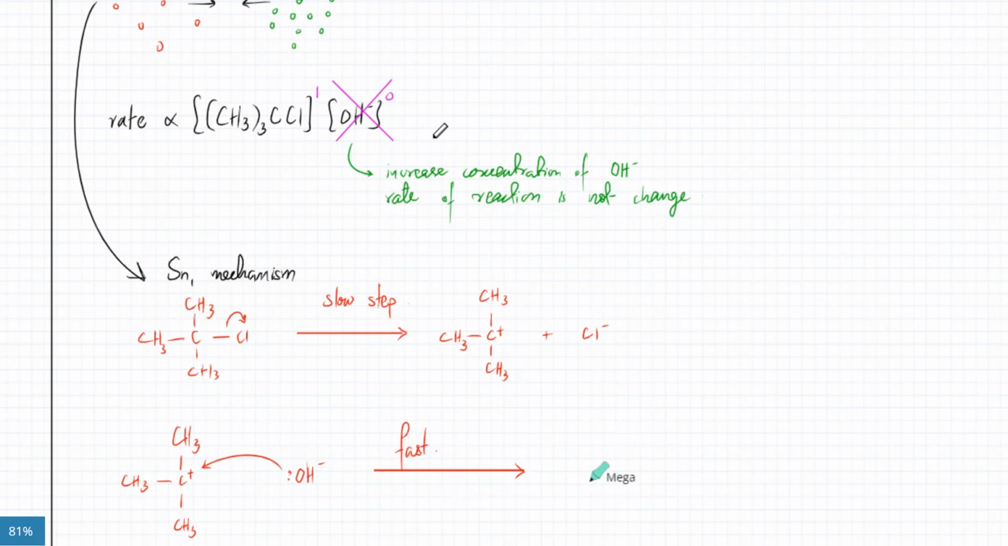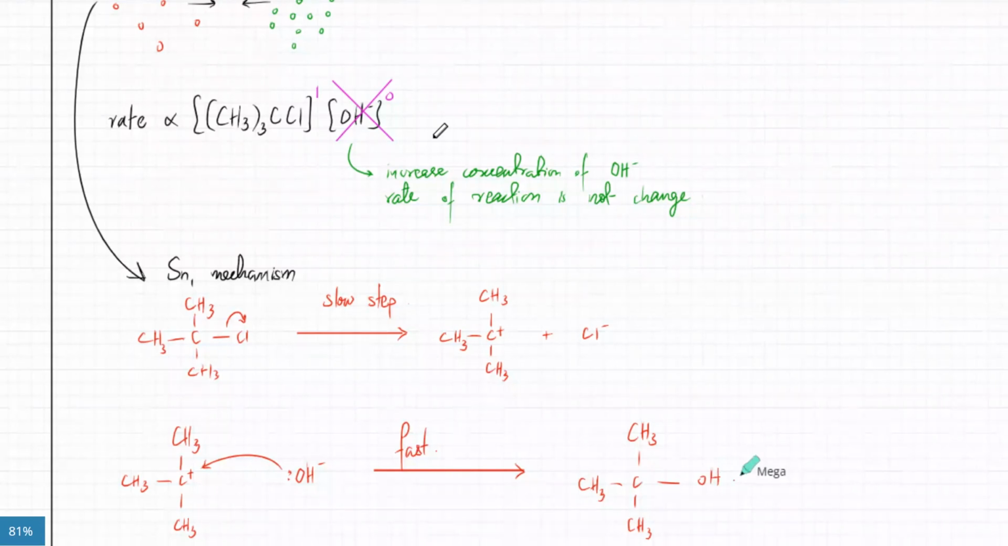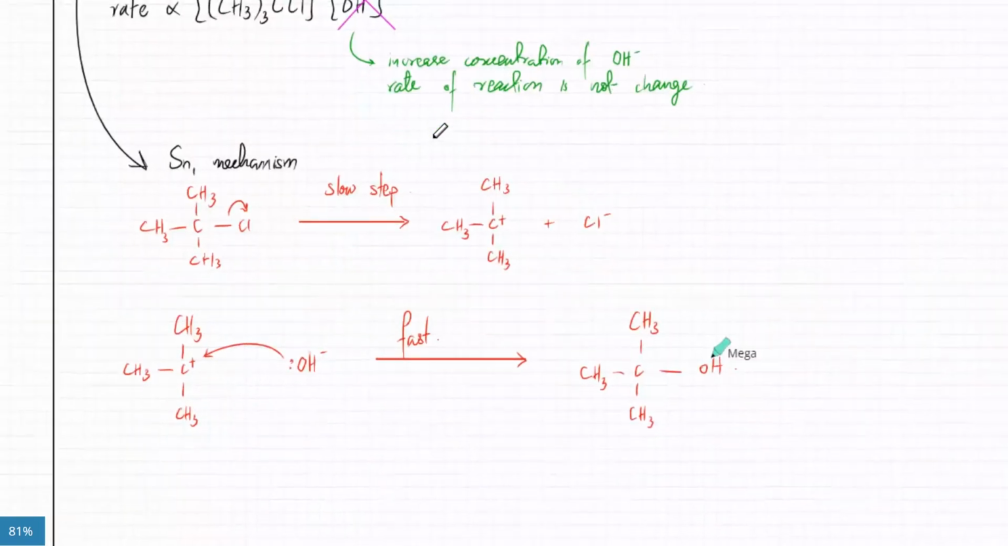I must ignore that. Forget the mechanism. I'm writing down the mechanism. That's how the reaction is happening at the moment, and you get the alcohol. The OH comes in and takes its place. Now, this is overall what's happening. You've got a fast step, you've got a slow step as well.